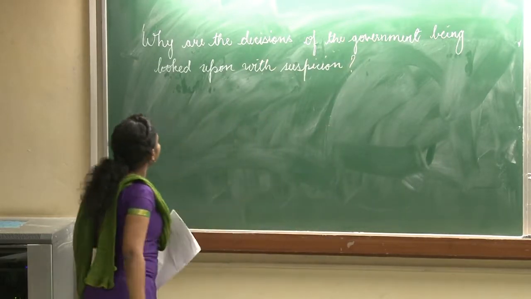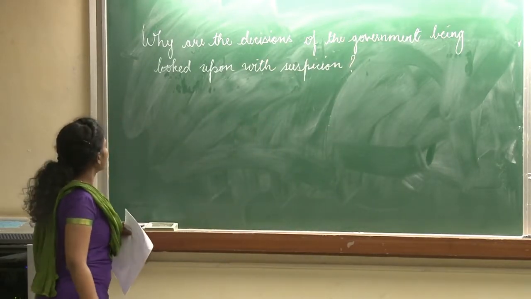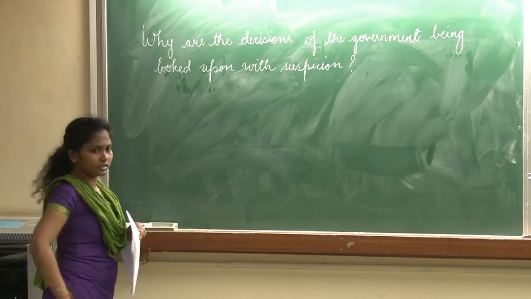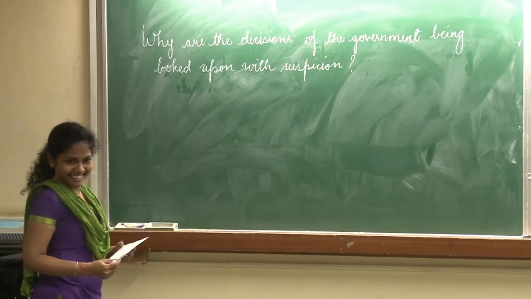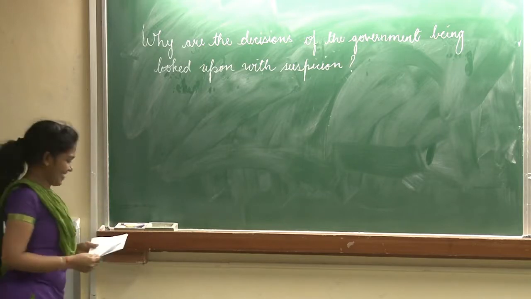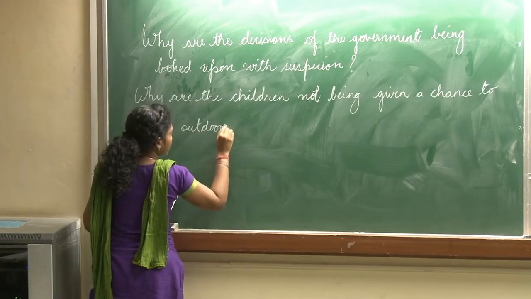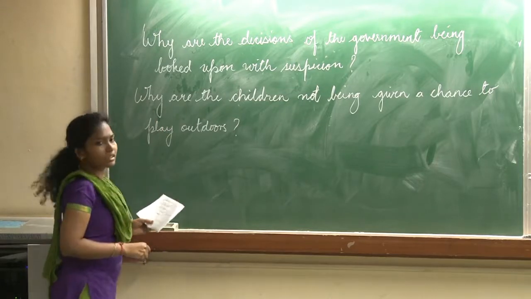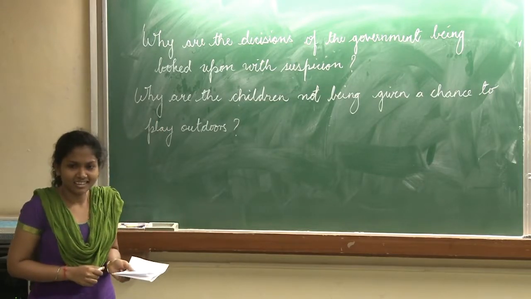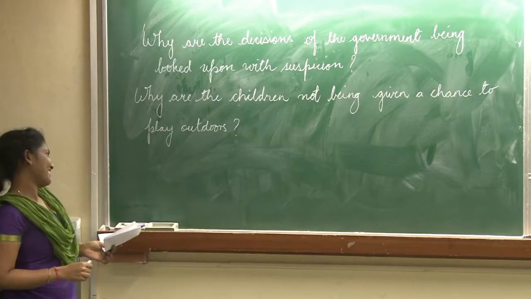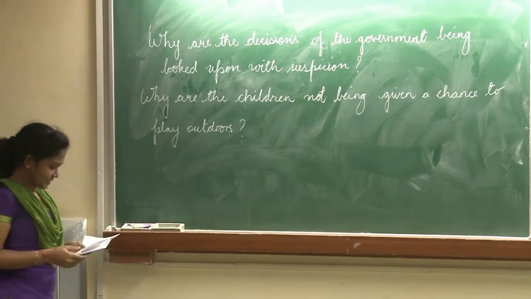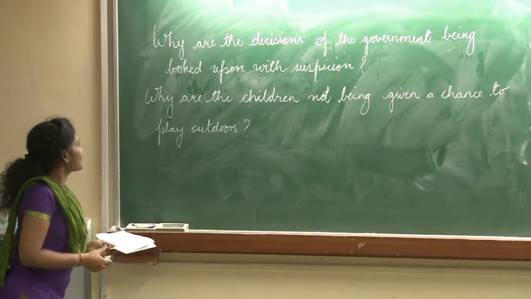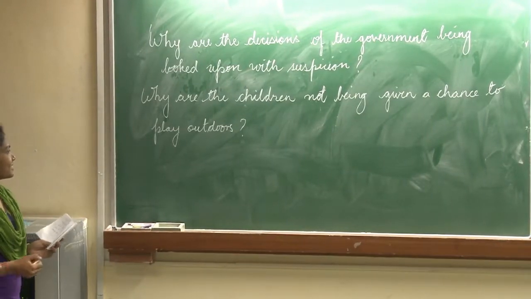Good sentence. Why are the decisions of the government being looked upon with suspicion? So there is somebody who has come to defend the authorities. Fine, continue. The sentence is fine, but we don't like the children. Okay, but let the children be there, don't worry. Okay, fine. Sentence is fine in the proper structure.